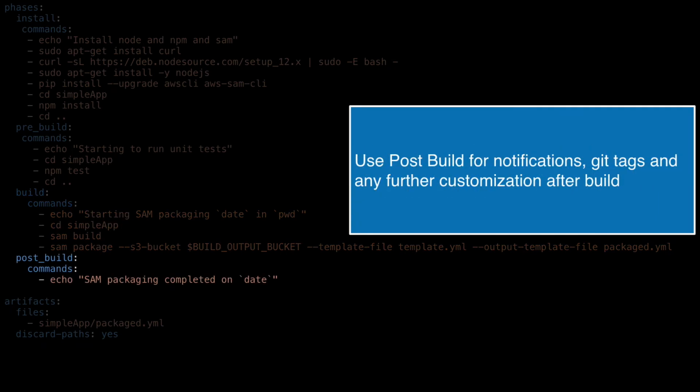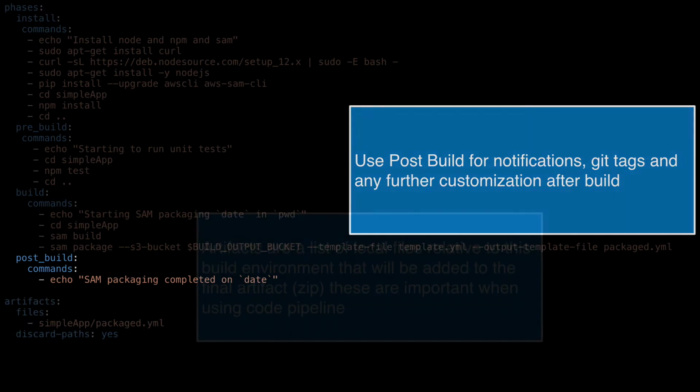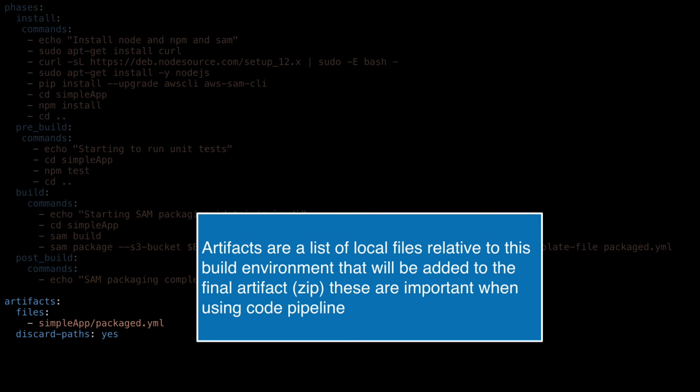Then we have the post build, where we can do some kind of notifications or any customization that we need. I don't do anything here. And finally, we have the artifacts. This is very important. We need to list all the artifacts that are going to be used later by CloudFormation. If you don't add them here, then CloudFormation will not be able to see them. We have the package YAML, and it's inside the simple app directory, so we need to export that artifact.